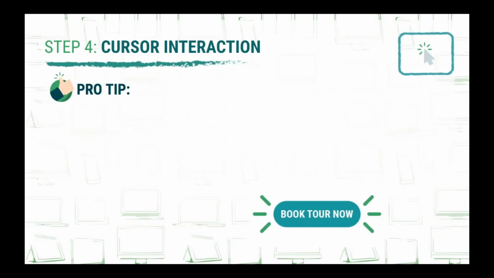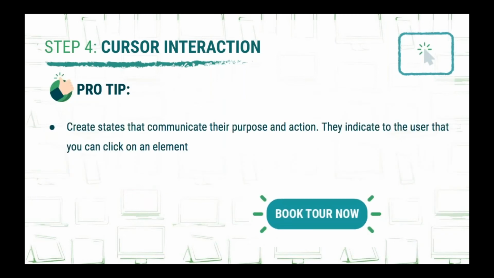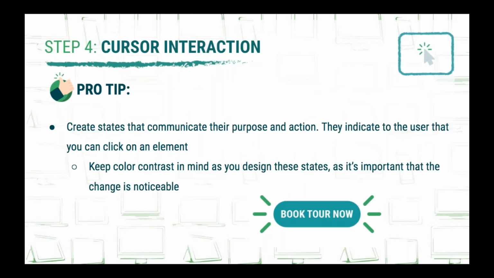So in this steps pro tip, remember you should create states that communicate their purpose and action. They can visually indicate to the user that you can click on an element. Keep color contrast in mind as you design these states, and remember it's important that the change is noticeable.